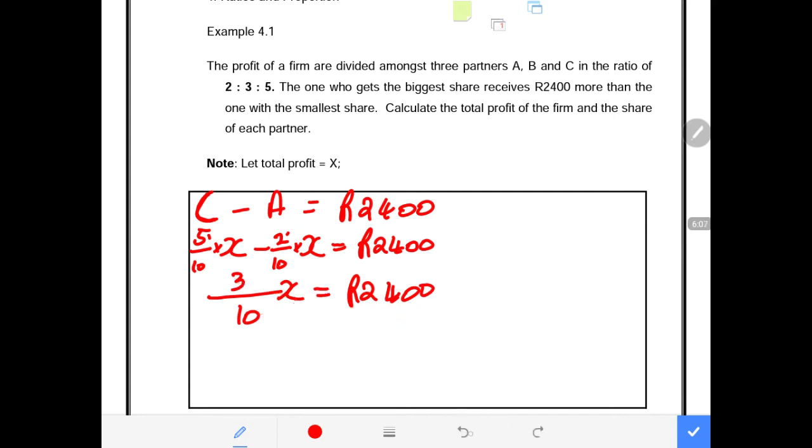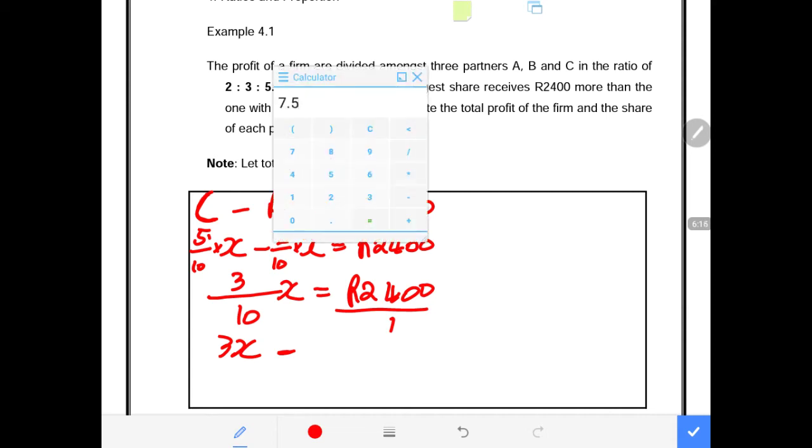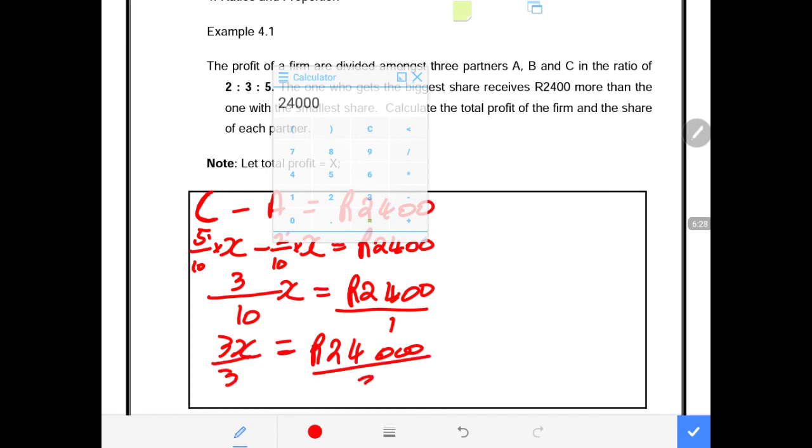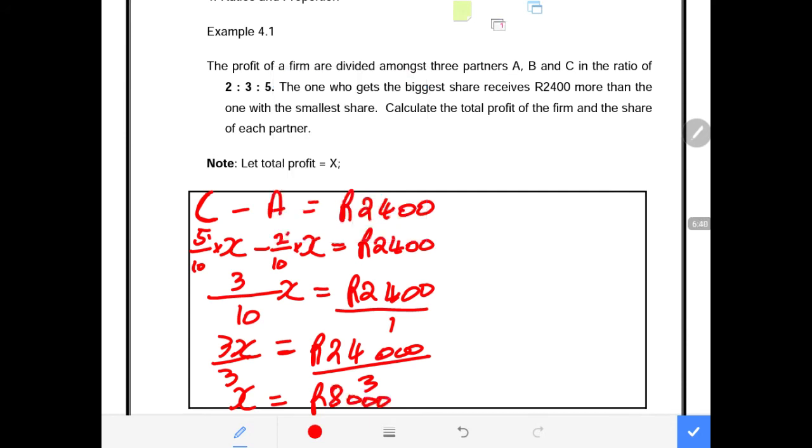Then on the left hand side we'll say 3 times 1, it will give us 3x equals 10 times 2,400. Then we say 2,400 times 10, this gives us 24,000. That means we have 24,000 rands. We divide by 3 and we divide by 3. X, which is the profit that the business has made, divided by 3 turns out to be 8,000. That means the profit that the firm has made is 8,000.